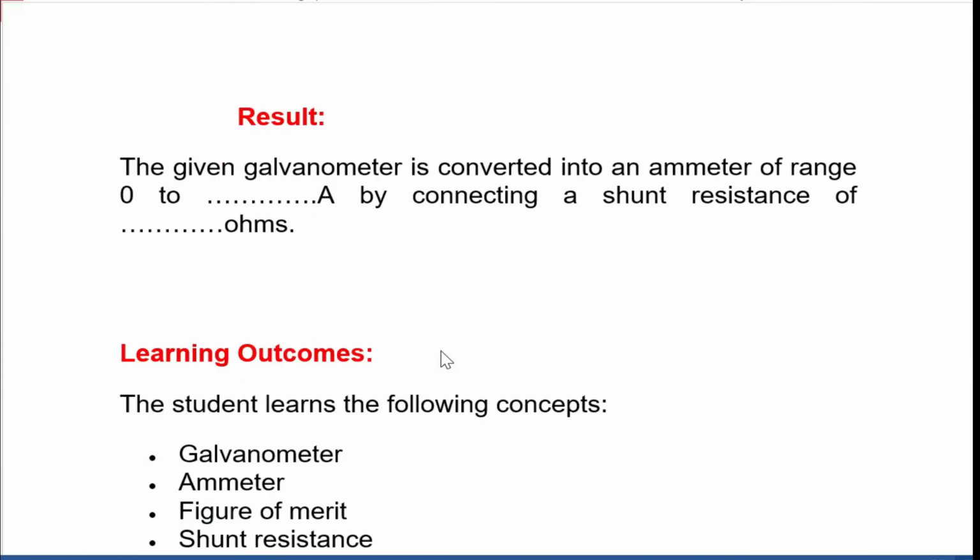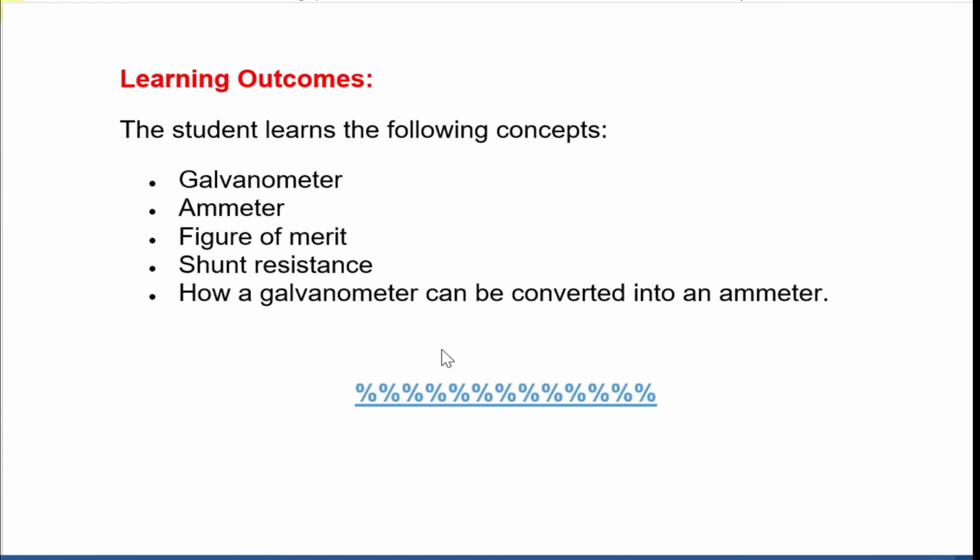And the result: the given galvanometer is converted into an ammeter of range 0 to dash ampere by connecting a shunt resistance of dash ohms. The learning outcomes: a student learns the following concepts: galvanometer, ammeter, figure of merit, shunt resistance, how a galvanometer can be converted into an ammeter.